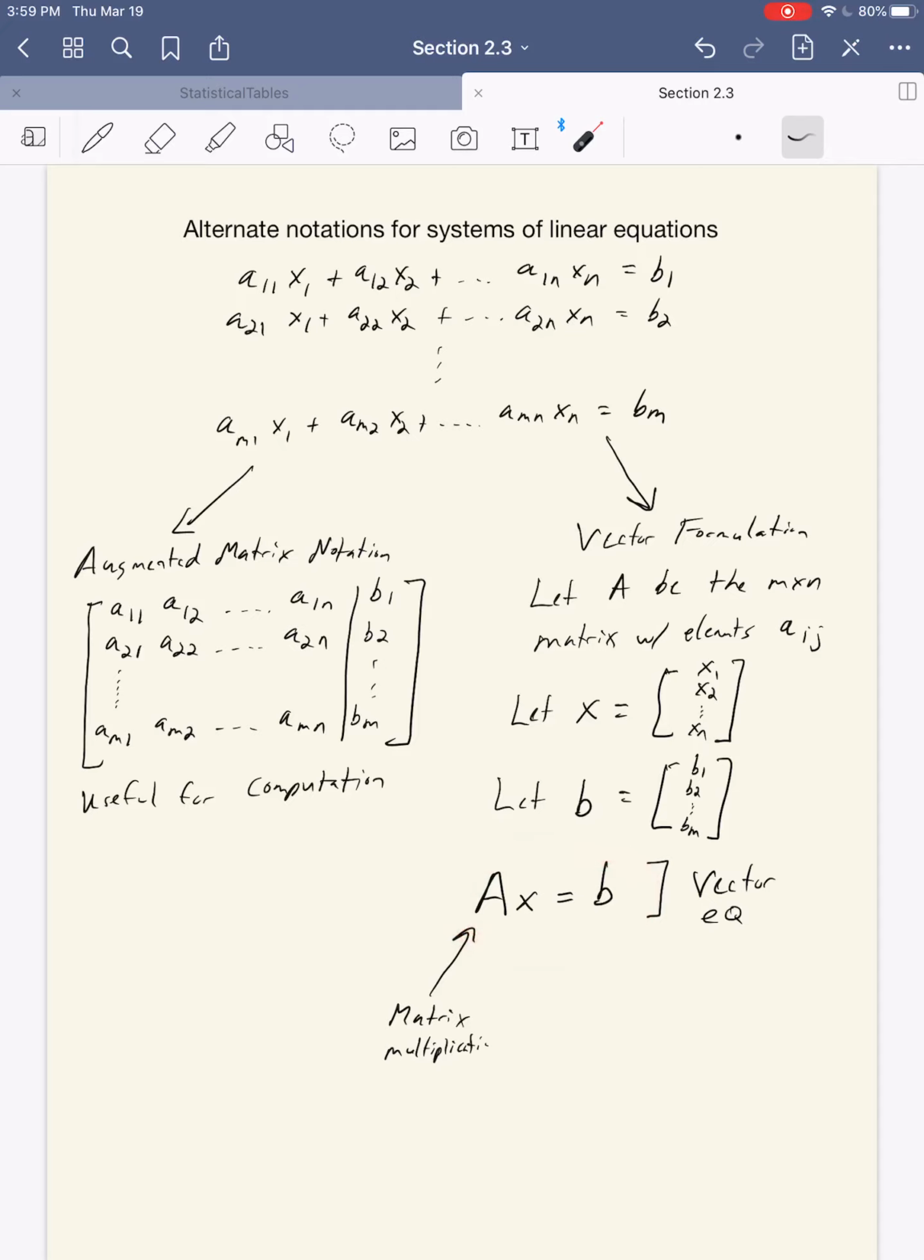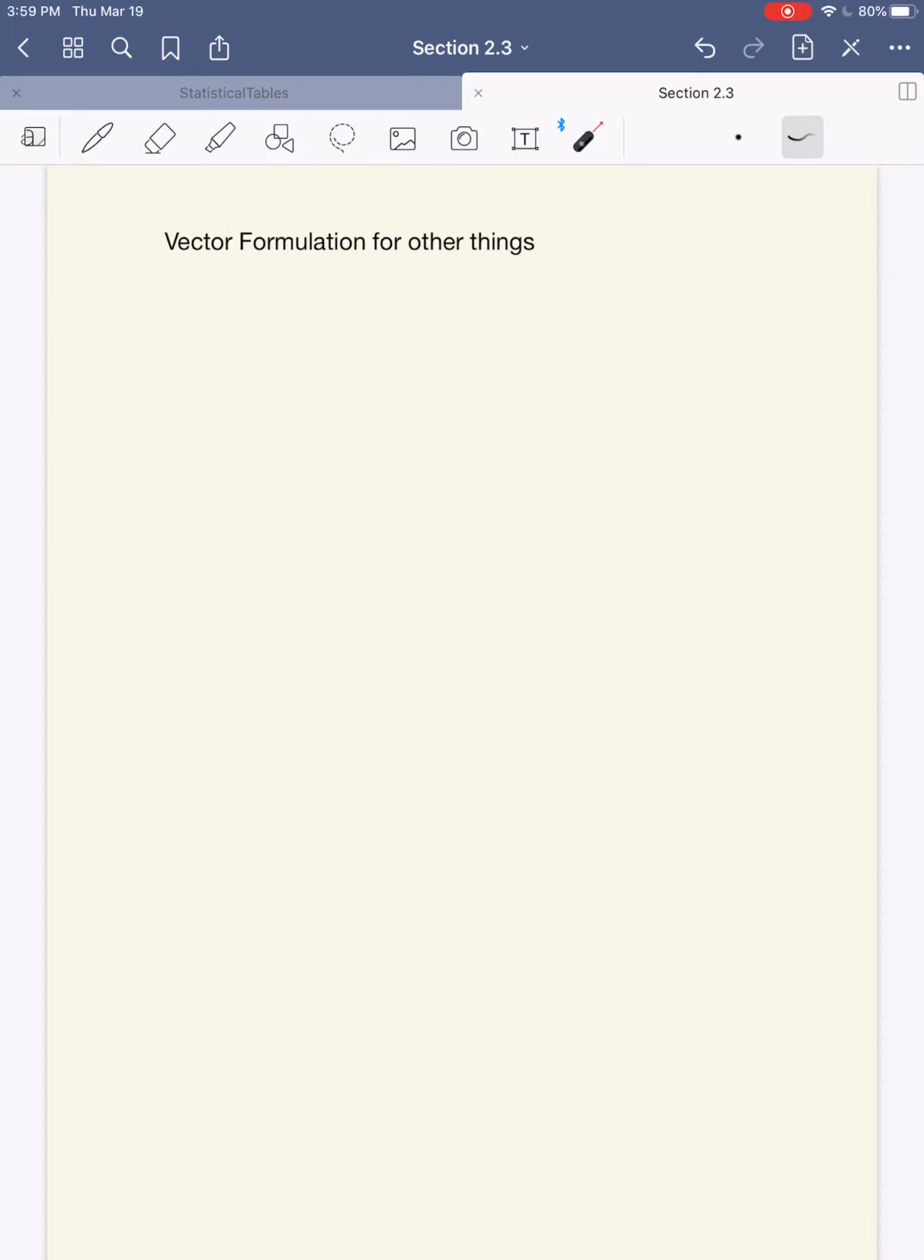All right. The last thing we want to say is that this vector formulation we just talked about also works whenever we're working with any sort of system. It doesn't have to be just a system of linear equations, nor just a system of algebraic equations. So let's briefly talk about how it would apply to some things that we talked about earlier back in chapter 1. So, vector formulation for other things. Let's imagine a little example here.